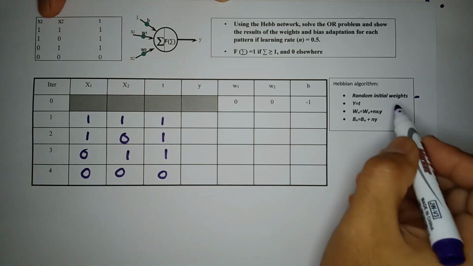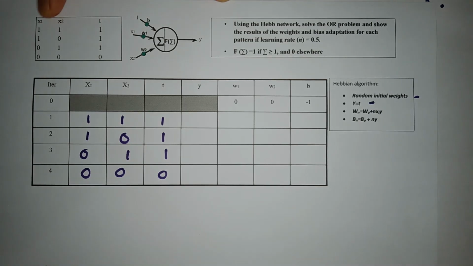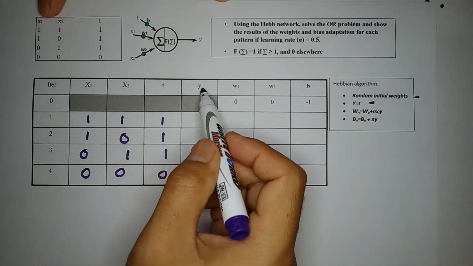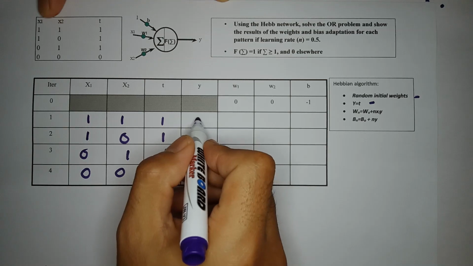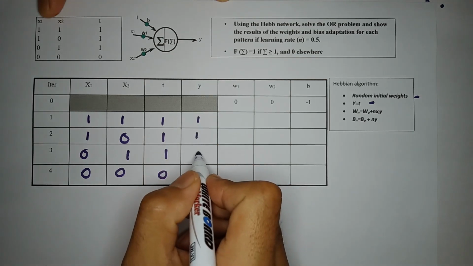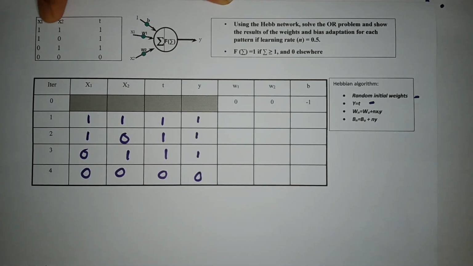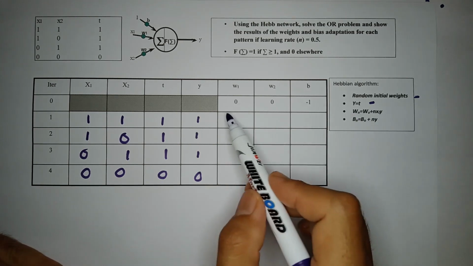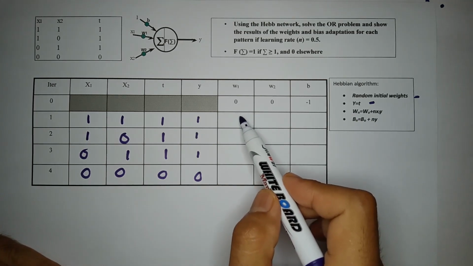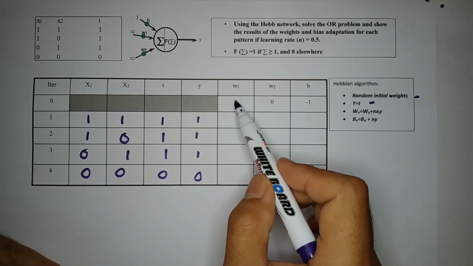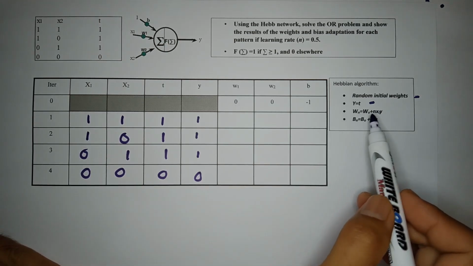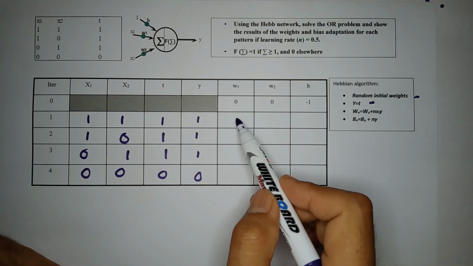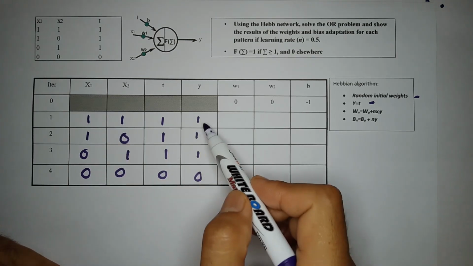Next, we go to the first step of the algorithm, which states that y will be equal to t. So this column is our y, and we just need to replicate all the values of t into y. Then we start the training session. W new will be equal to W old, the previous value that we initialized earlier, plus n x_i y. Here x is the value in this column, and y is the value in this column.